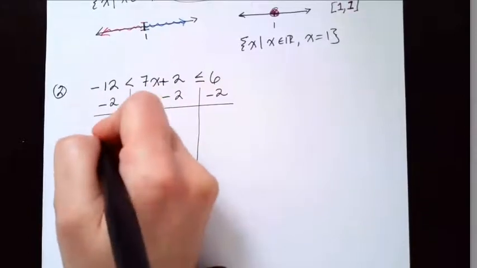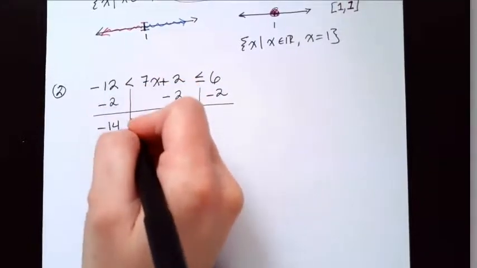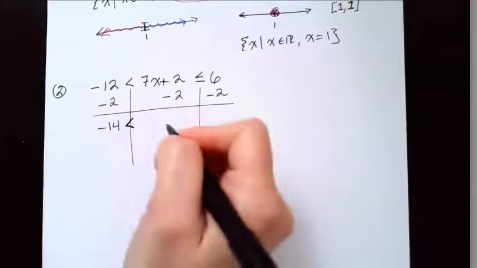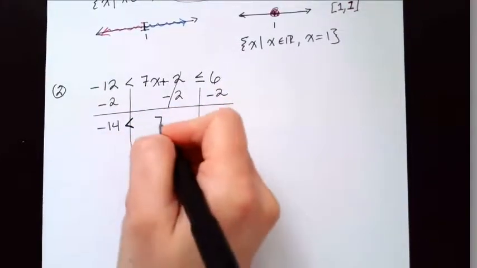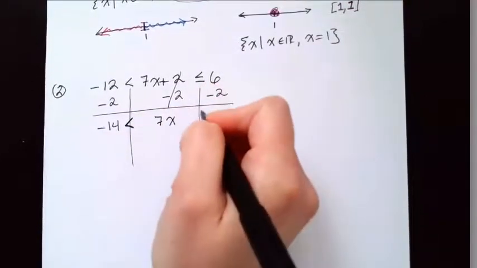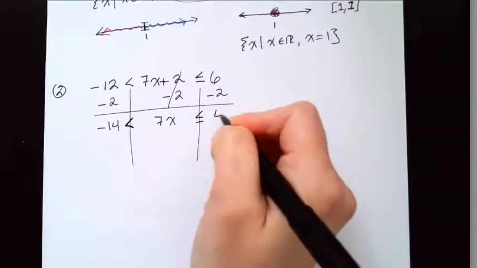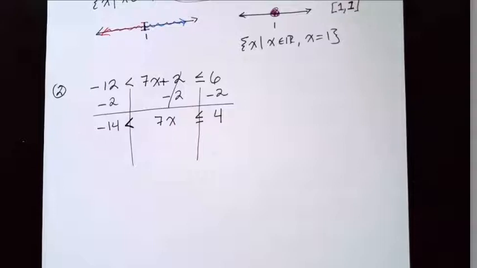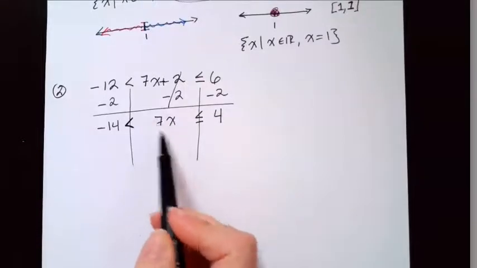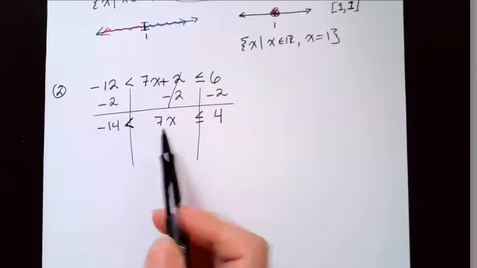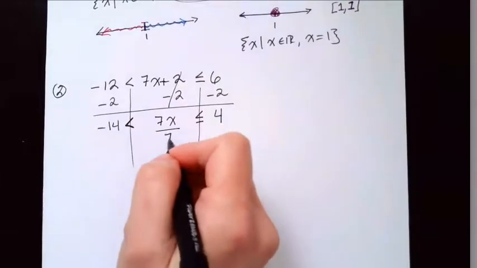-12 minus 2 is -14. Bring down your inequality symbol, is less than. Now I have 7x. Bring down the other inequality symbol, less than or equal to. 6 minus 2 is 4. Again, I want to keep that x in the middle. Divide by 7.